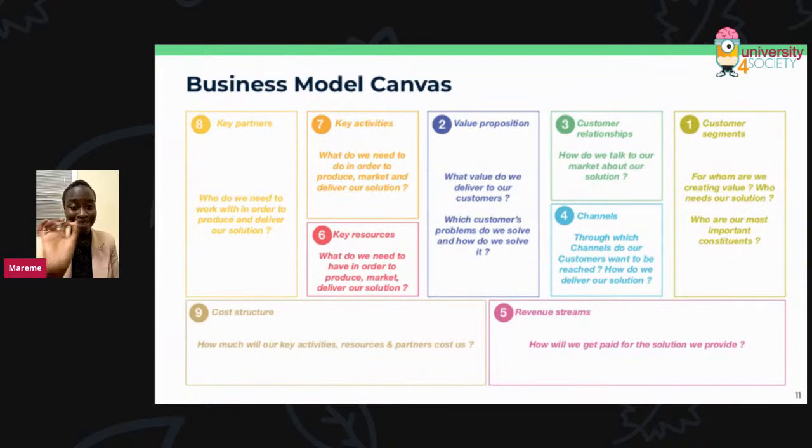Once you can fill out this business model plan, you will be able to understand yourself what you're doing, and explain it to your team, to your customers, to your investors, and to any jury you would be talking to. So the first element is customer segment. Who is the target?